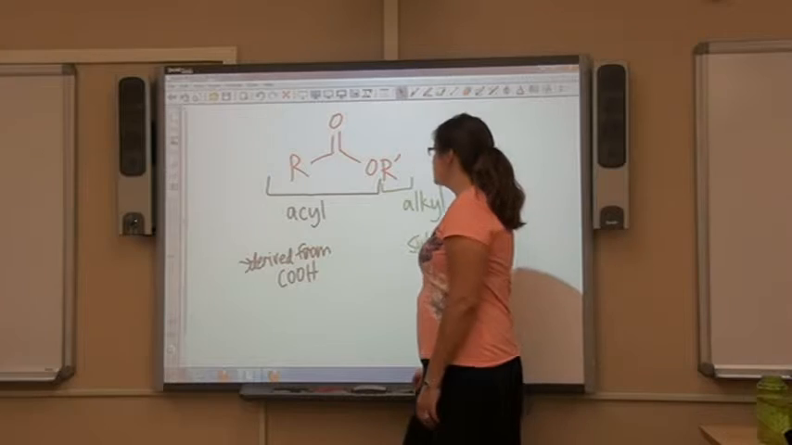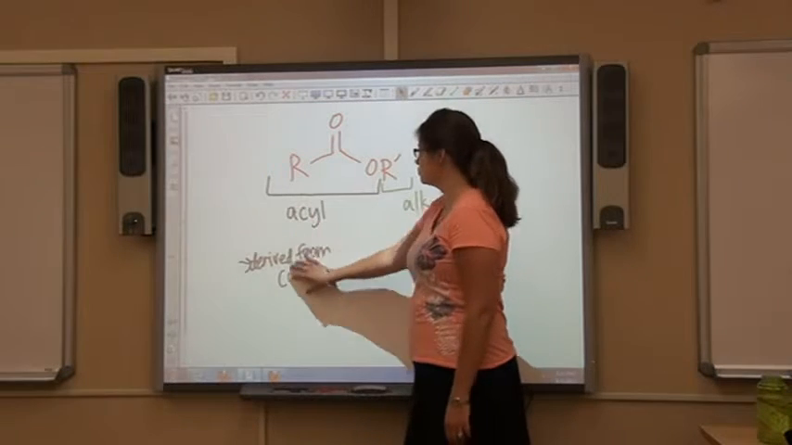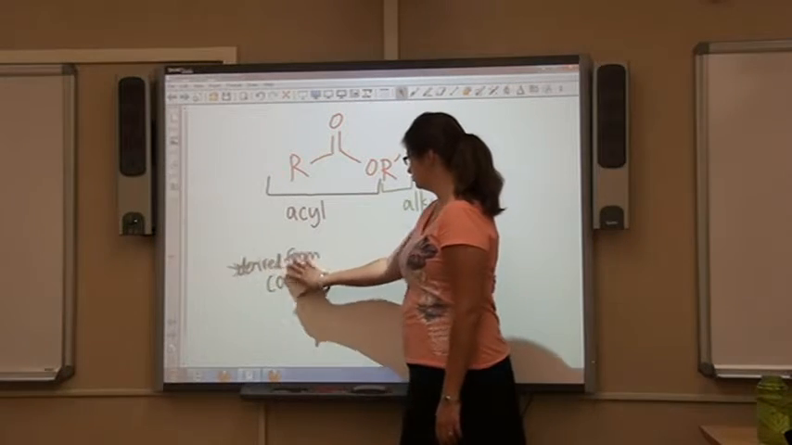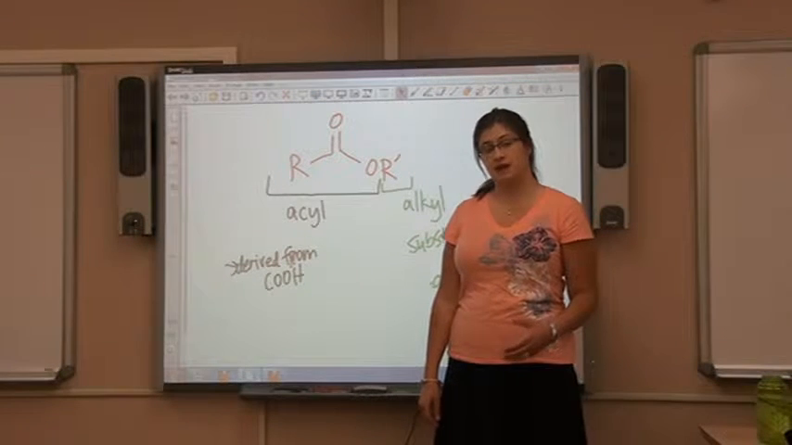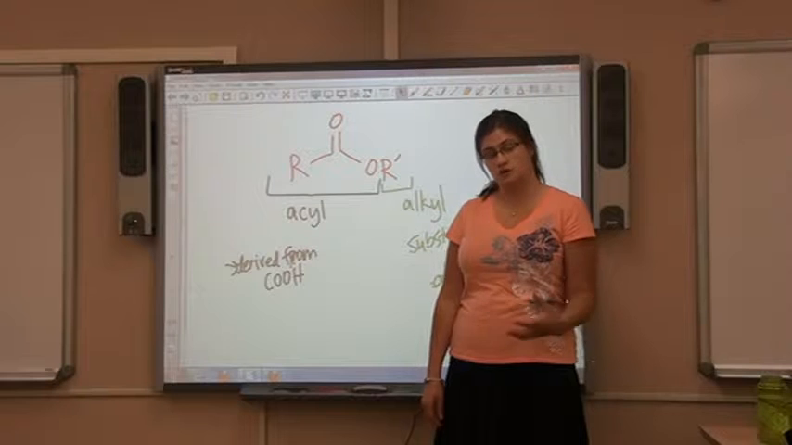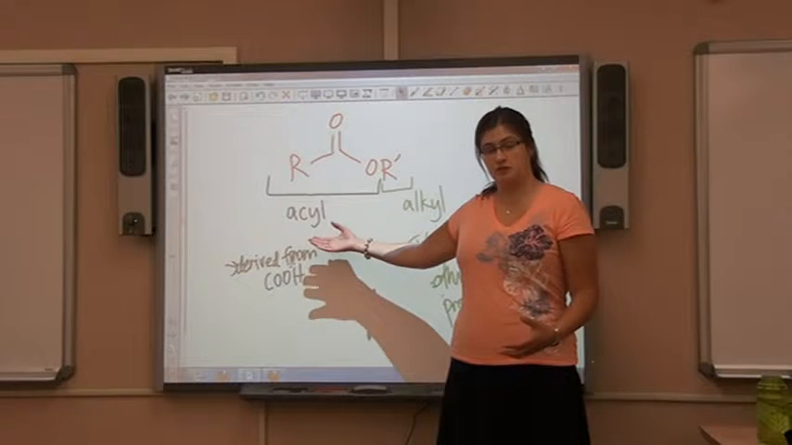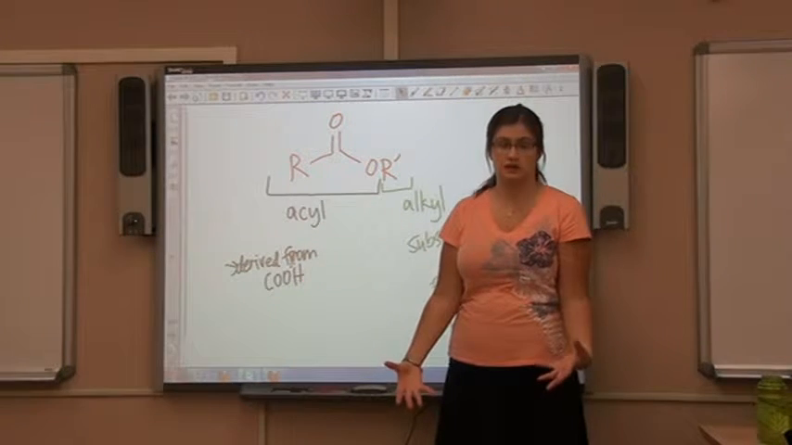Now, this part of the compound is the acyl group. It is derived from the carboxylic acid, meaning that whatever carboxylic acid you start with is going to produce the acyl group in your compound.